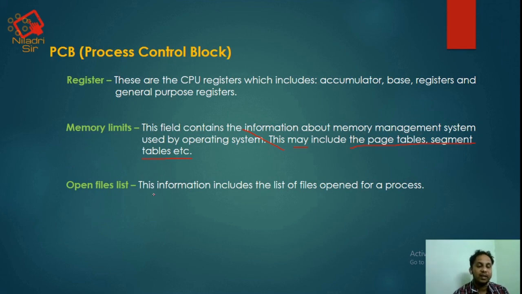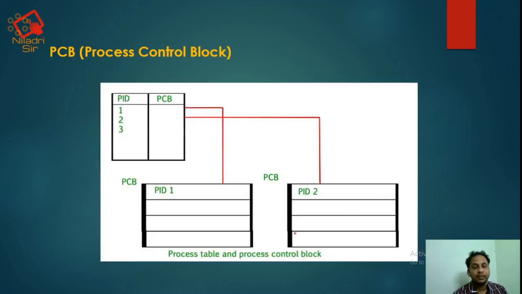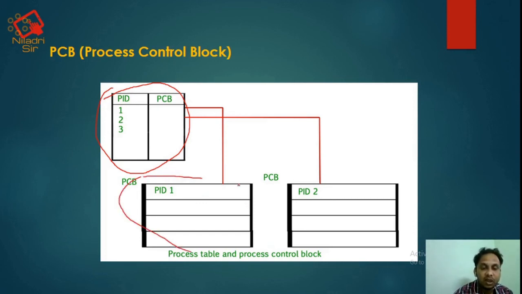Next is the open files list. This is the information that includes the list of open files for a process. So this stores all the details of the files that are required to execute a process. As you can see, this is the PCB for the P1 process, and this is the PCB for the P2 process. If there are n number of processes, n number of PCBs will be there, and this table holds all the processes. These PCBs hold the details of individual processes.